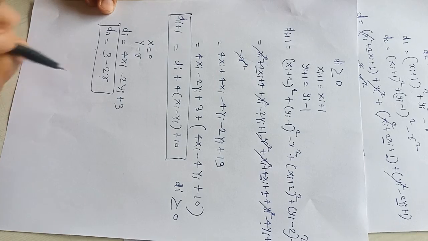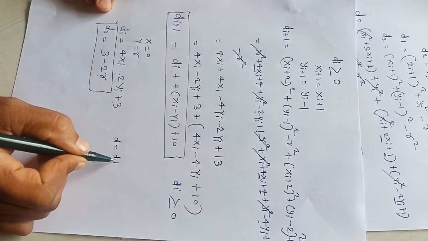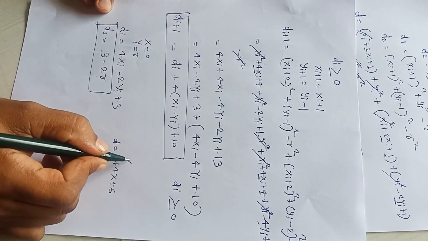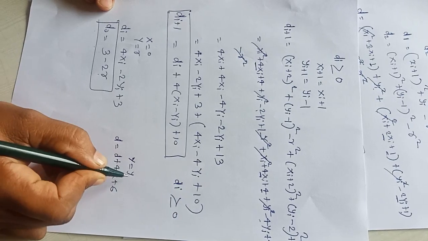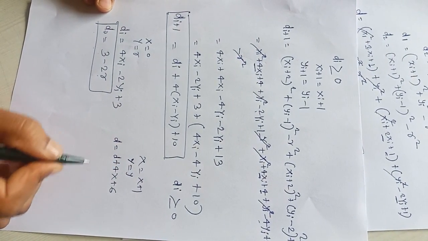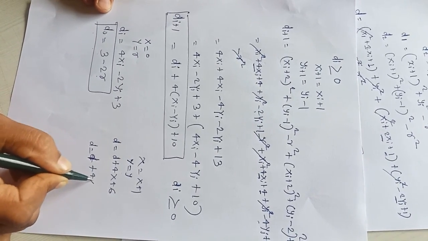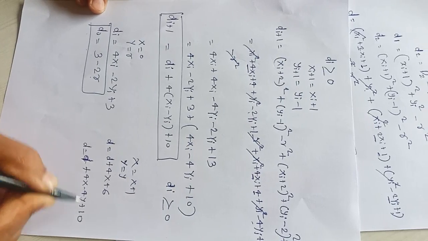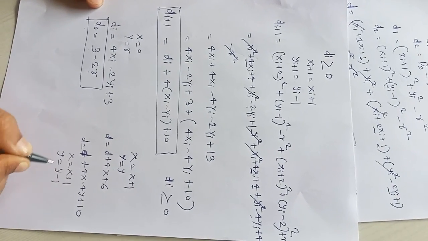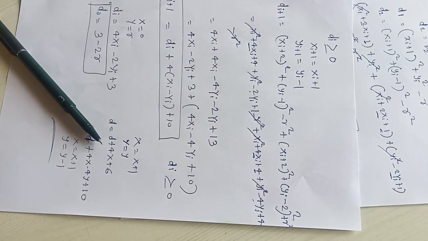If the decision parameter is less than 0, then the new decision parameter will be d equal to d + 4x + 6. At that time one important thing is y is no need to decrement, x will be x + 1. When the decision parameter is greater than 0, d equal to d + 4x - 4y + 10. x will be x + 1 and y will be y - 1. This is your derivation of Bresenham's circle drawing algorithm.